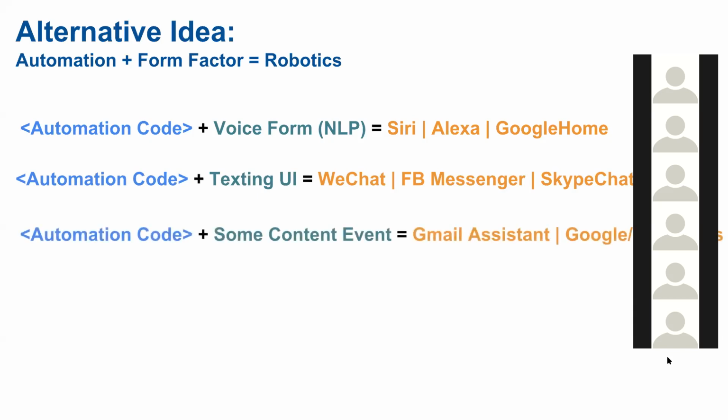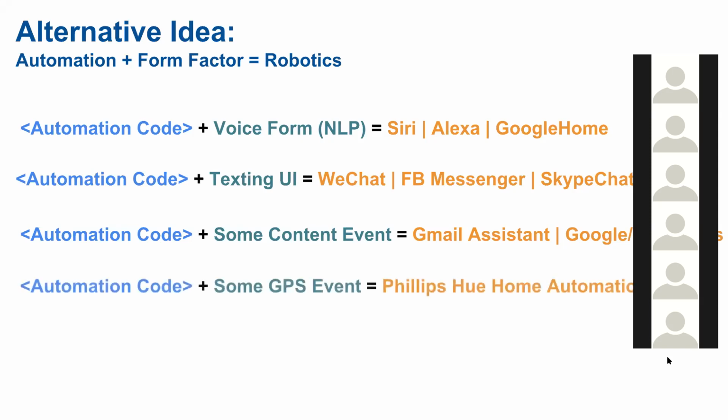Then, as I said, some content event, I gave you the example of Google Assistant. The other famous examples would be you taking pictures and uploading them onto Google Pictures, and Google Pictures coming out with an automated album on your birthday or what have you, right? All of those are examples of automation on some event as such.